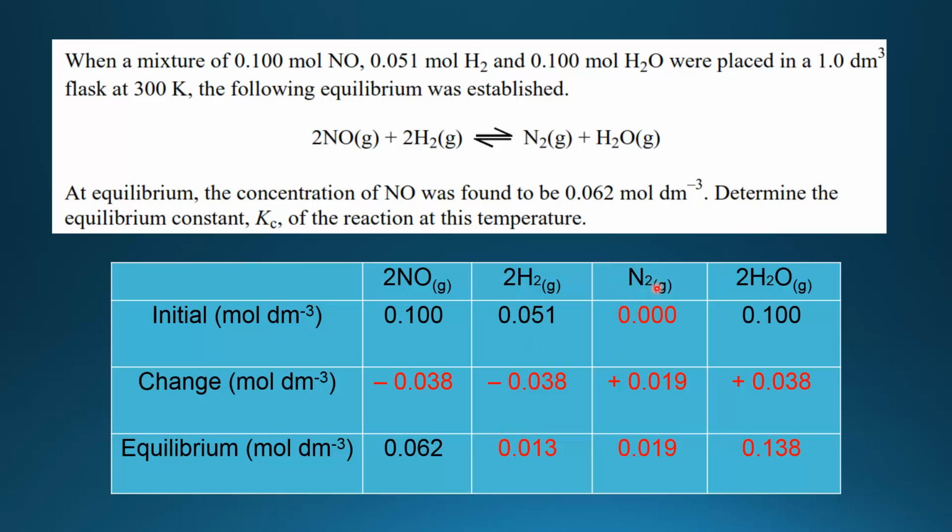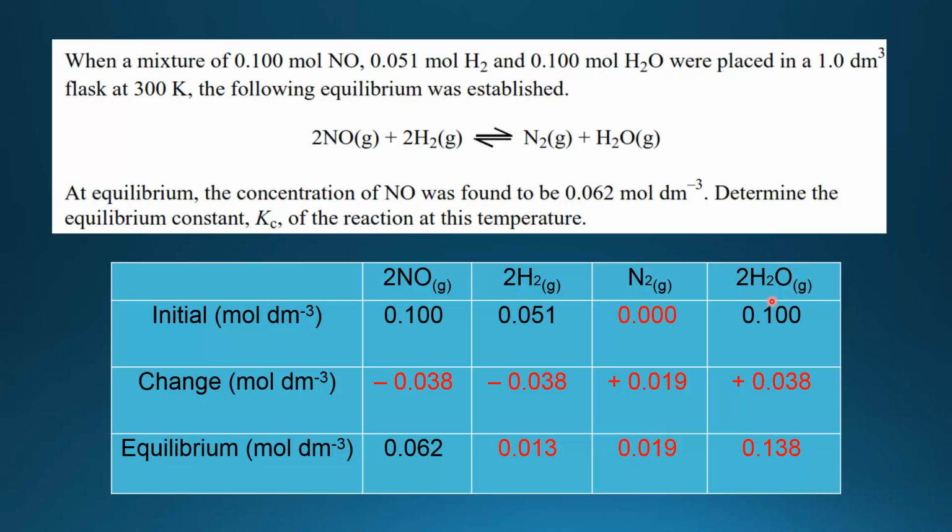Next we'll do the nitrogen. We start with 0 moles per decimeter, so the only way we can go is a positive value for the change. If we look at the coefficient, it's 2 for nitrogen monoxide and 1 for nitrogen, so the change will be half as much. Half of 0.038 is 0.019. So our equilibrium is 0 plus 0.019, and that gives us 0.019 moles per decimeter for the equilibrium concentration.